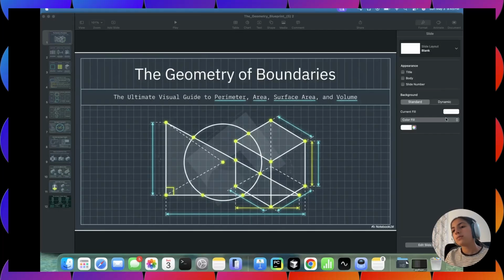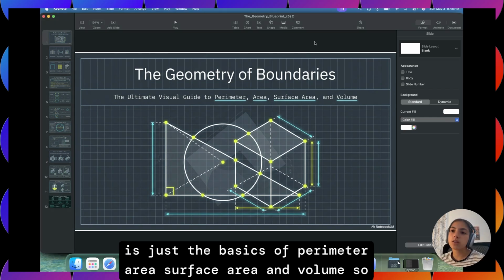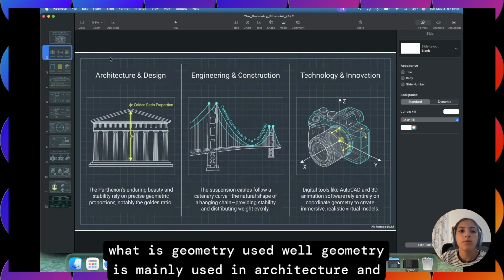So today we're going to be doing something a little different. What we usually do is algebra, right? This time we're going to be doing geometry, and this is just the basics of perimeter, area, surface area, and volume. So when is geometry used?